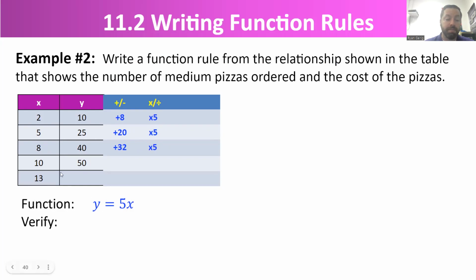Let's verify it with our last point in the table. What's the y value when x is 10? So put 10 in for x. 5 times 10 is 50. And there you go. It matches. And then we can use that to figure out the 13. So 5 times 13 gives me 65, and that's what would be the y value for that table.